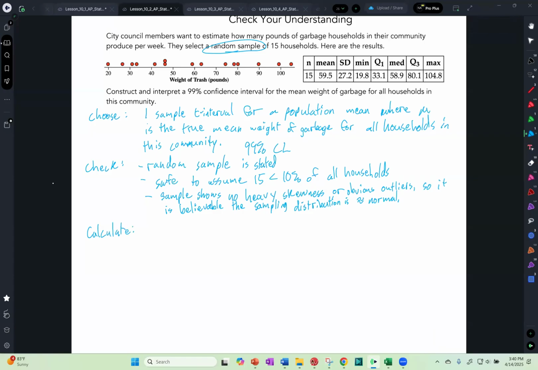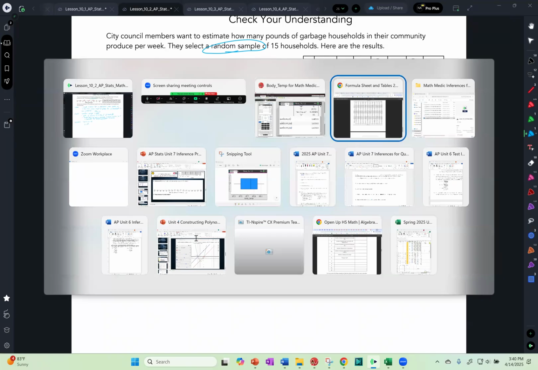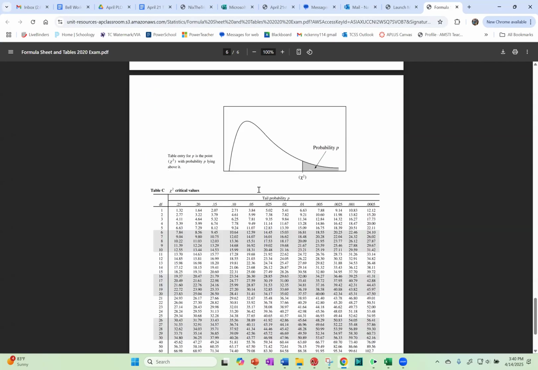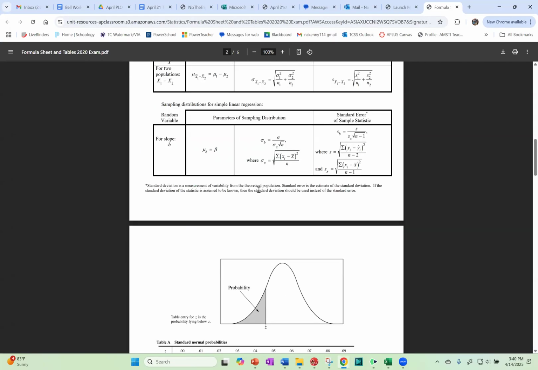Remember, when we calculate, we always want to start with our general formula. So what we have is statistic plus or minus a critical value times my standard error. And so this is where choosing a procedure at the beginning can be very helpful. So we're doing a population mean. So I know my statistic is X bar. I'm dealing with means and I don't have population standard deviation. So I'm using a T critical value. And then if you're not 100% on the formula for standard error, come on up.